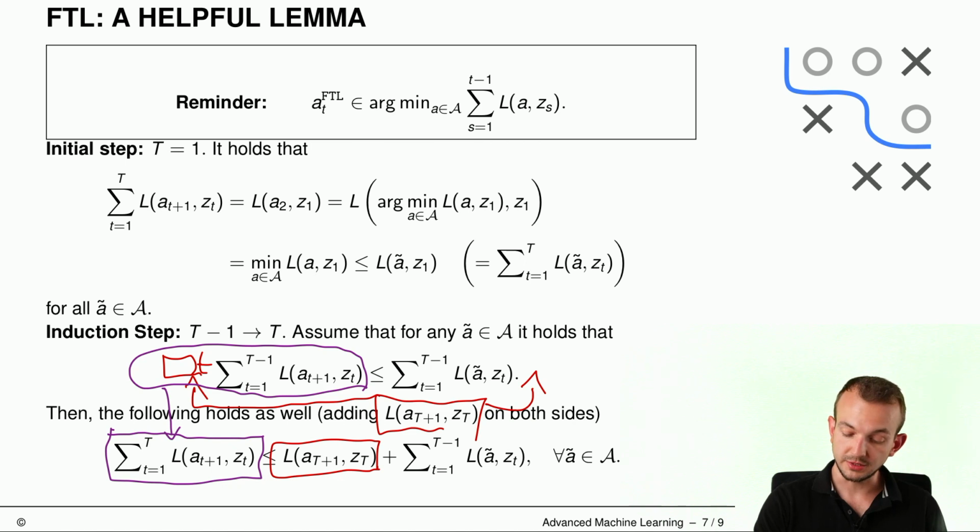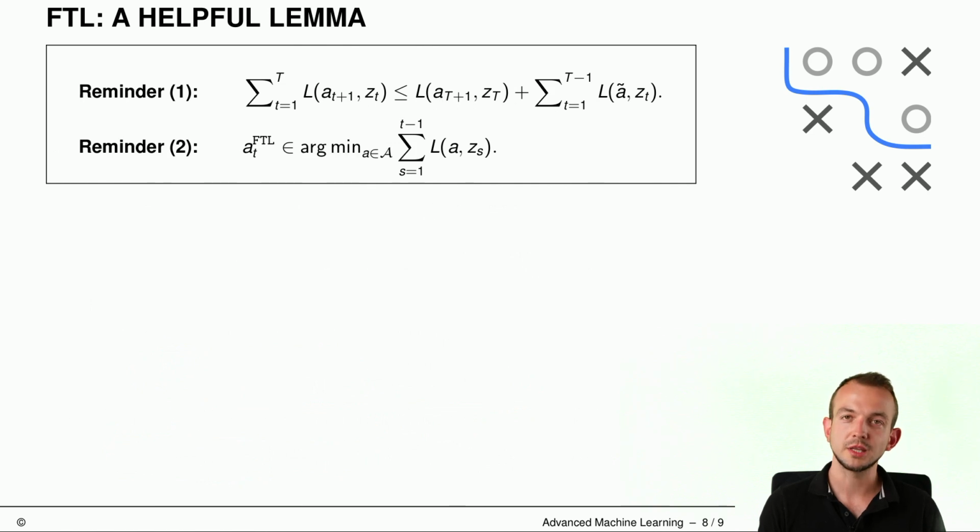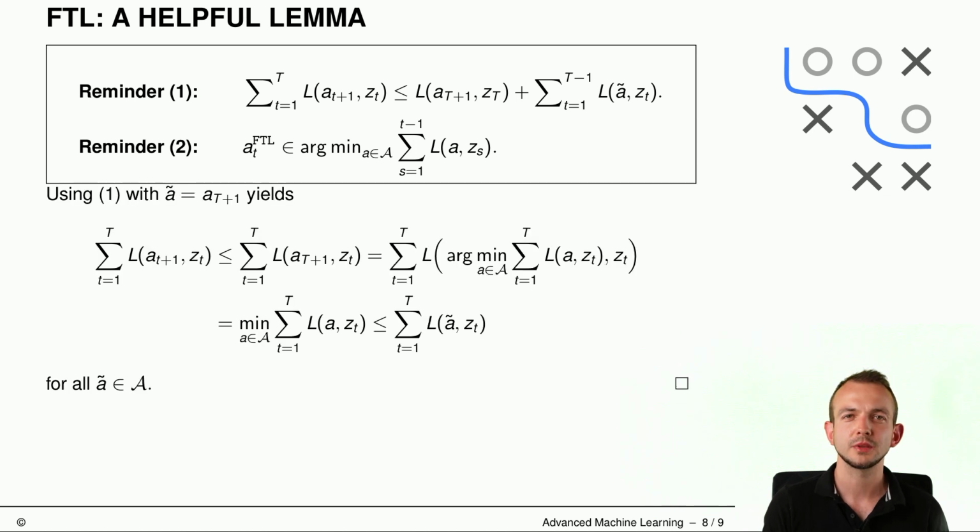Okay, so we see here from the assumption we make, we can get to this inequality here. So we keep it in our short-term memory box. This is the reminder 1. This is exactly this inequality we have derived by adding this term here on both sides of the assumption for the induction step. And then again, we also remind ourselves of the action choice of the follow the leader algorithm.